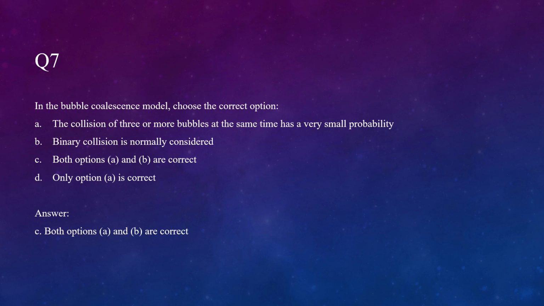So the answer is option C, which is both options A and B are correct. In the bubble coalescence model, only binary collisions are considered, and since only binary collisions of the bubbles are considered, the probability of the collision of three or more bubbles is very low. So both options, collision of three or more bubbles at the same time, have a very low probability. Binary collision is normally considered. So option C is the right answer.